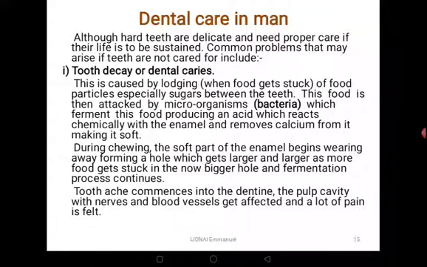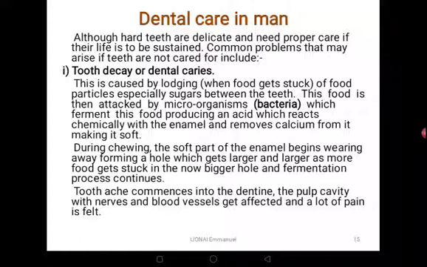So having looked at the teeth, dentition, types of teeth, dental formula, let's look at how we can care for the teeth in man. But before we look at that in detail, we are going to look at some of the infections that can disturb our teeth. Although the teeth are hard, they are also delicate and need proper care if their life is to be sustained. Common problems that may arise if the teeth are not cared for include the following.